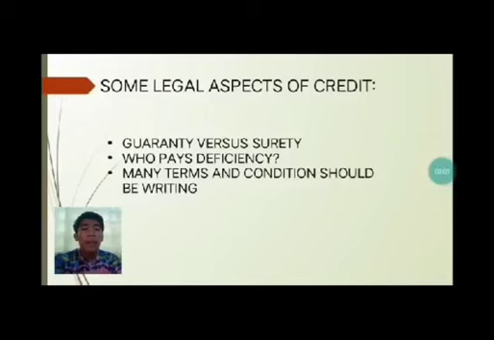I am Junicio Ramirez Molero, and this is the report of Group 8. The title of our report is Some Legal Aspects of Credit. The first is Guarantee versus Surety. Second, Who pays the deficiency? And the third is Many terms and conditions should be in writing. So, I will be discussing Guarantee versus Surety.